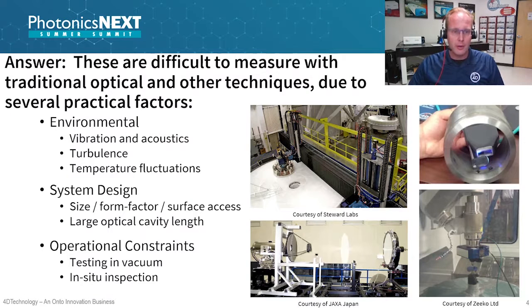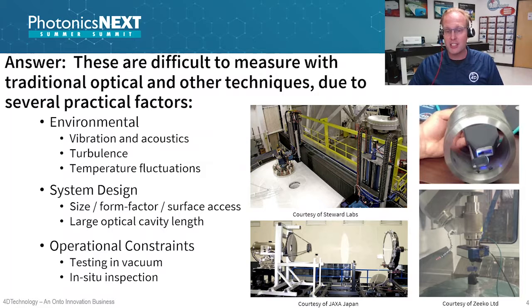Again, the answer that they always have in common, like I mentioned, is that a lot of these are very difficult to do with traditional optical techniques due to many factors. Environmental, as I mentioned: if you're trying to measure large mirrors and large structures, you've got a lot of vibration, you've got a lot of turbulence in the room. Temperature fluctuations can cause changes in currents and airflow, and so for non-contact methods and interferometric methods, that makes it very difficult to get good data.